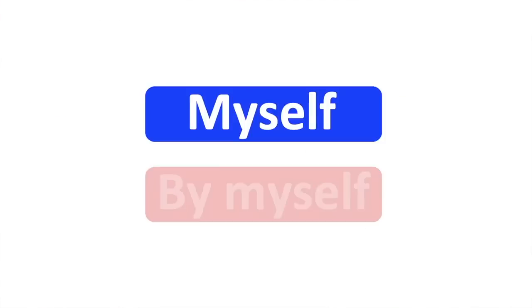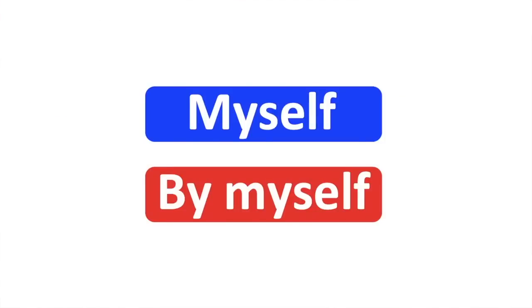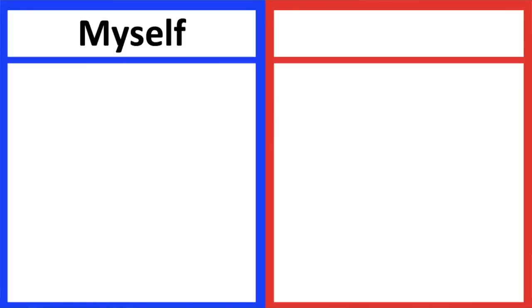Myself, by myself. Myself. This is a reflexive pronoun. It's used in a sentence when I is the subject and the object. So I am the doer of the action and I'm also the receiver of the action.